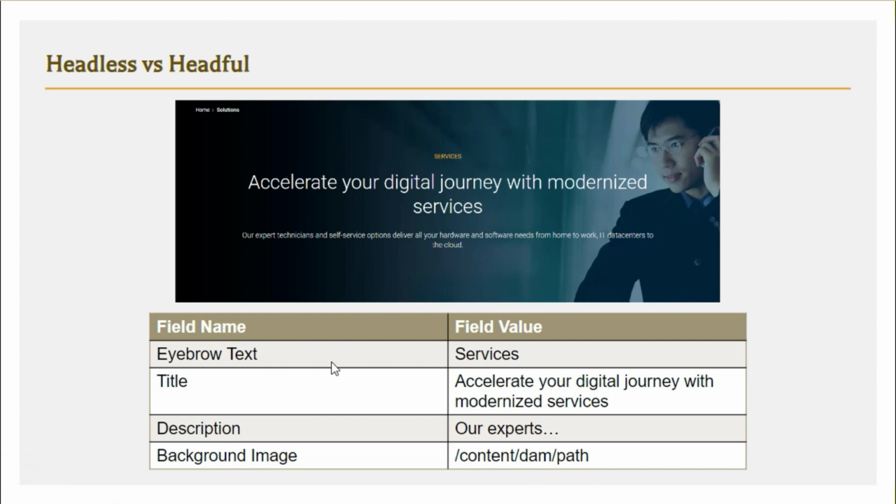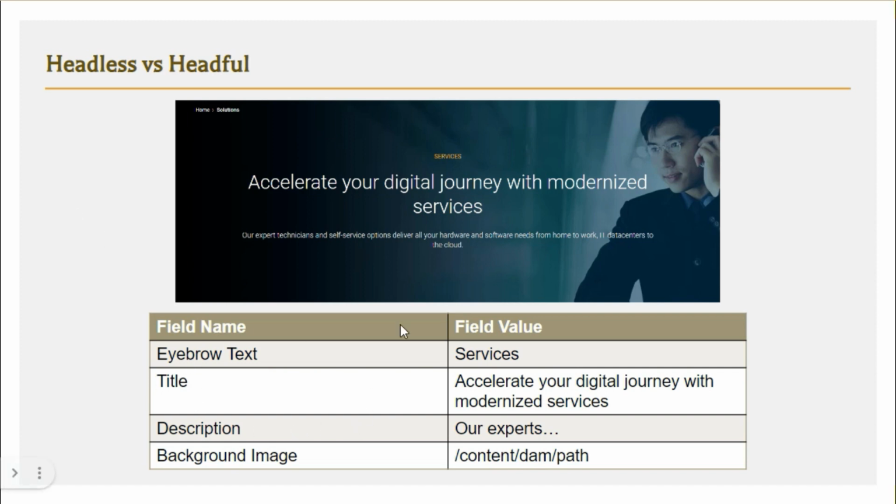In the headless architecture, we don't assume or we don't know how this data will finally get rendered on a particular device. So we just store the text in this format. We just say the field name is eyebrow text and what is the value, title and what is the value, description and what is the value. If we are storing it like this in the CMS, this data will be sent out in JSON format through an API, and the device will ultimately consume this JSON, and the device itself will decide how exactly this data has to be rendered on the UI.